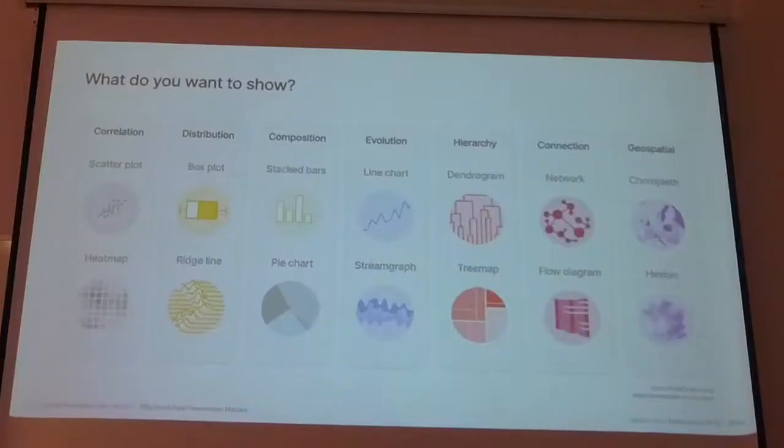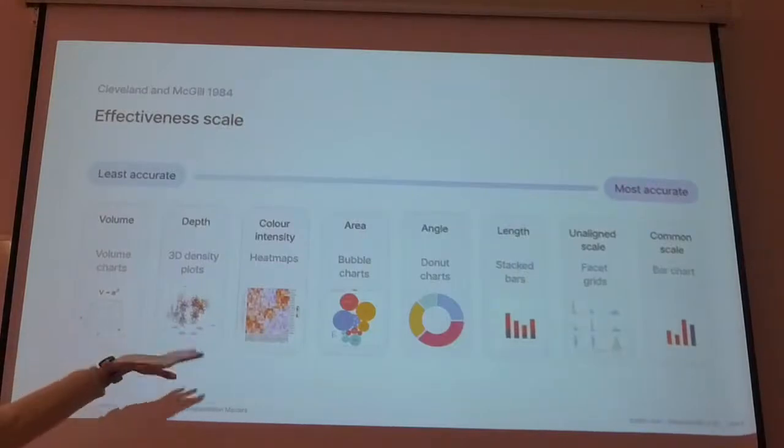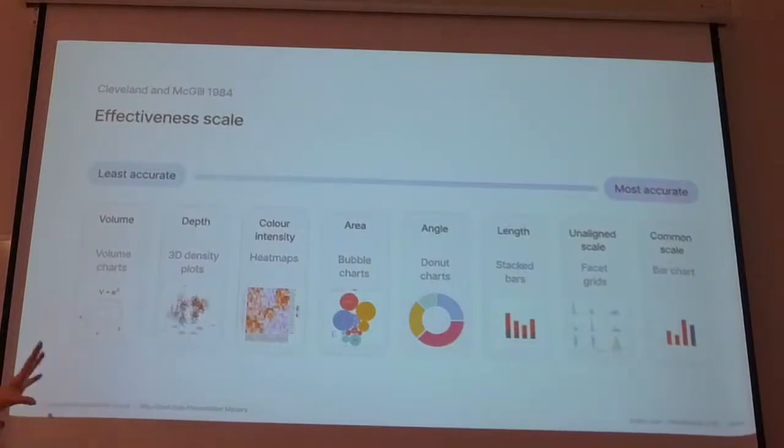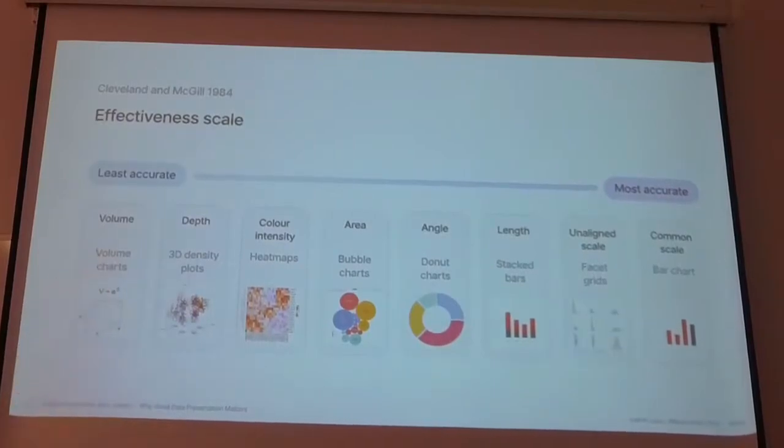But that's not the only thing we need to keep in mind, because not all of these different chart types are equally effective. And this is a scale that Cleveland and McGill developed in the 80s, the effectiveness scale of different sorts of visual elements. I just put some examples here. There are more, just to represent what this means. But the important thing is anything that is voluminous or three-dimensional is kind of hard to grasp for human beings.